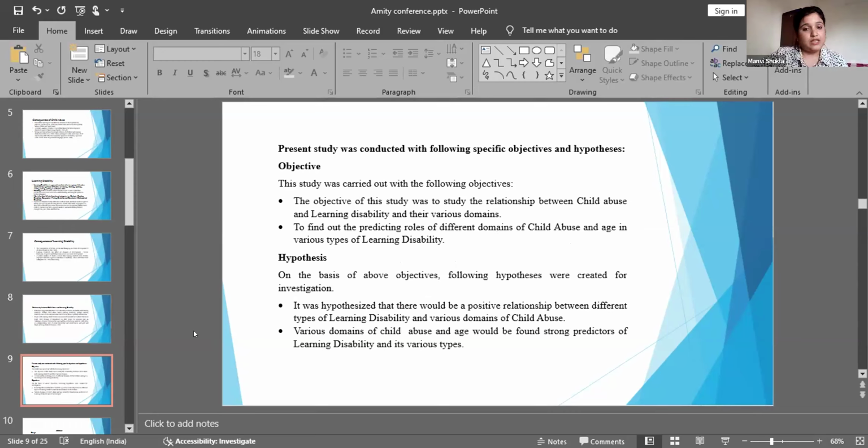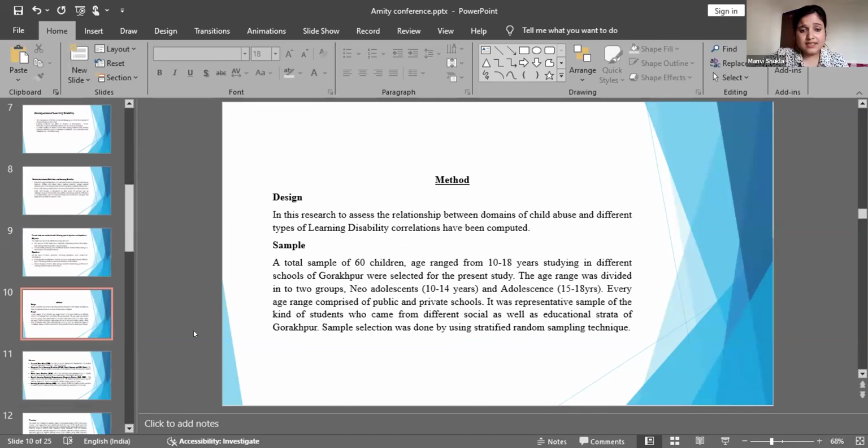The present study was conducted with the following specific objectives and hypotheses. The objectives of the study were to study the relationship between child abuse and learning disability and their various domains, and to find out the predicting roles of different domains of child abuse and age in various types of learning disability. On the basis of the above objectives, it was hypothesized that there would be a positive relationship between different types of learning disability and various domains of child abuse. Various domains of child abuse and age would be found to be strong predictors of learning disability and its various types.